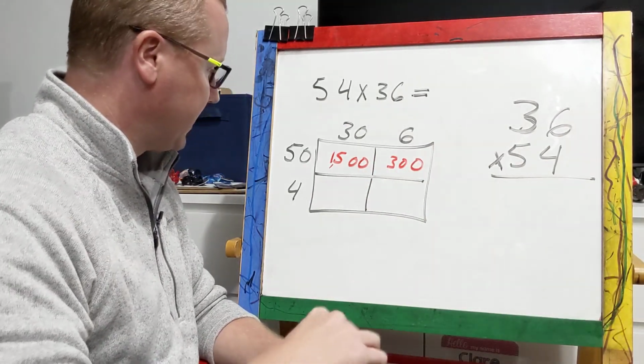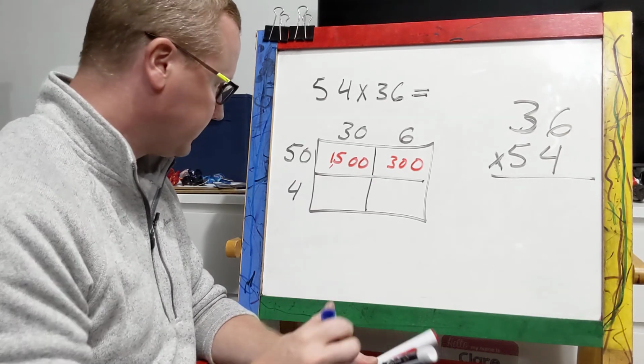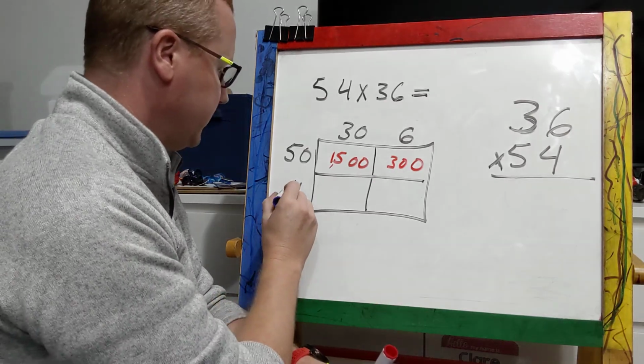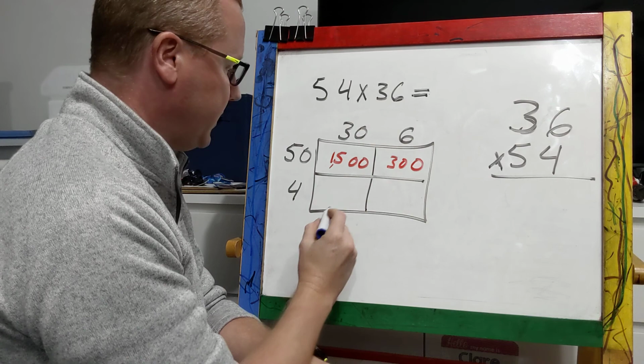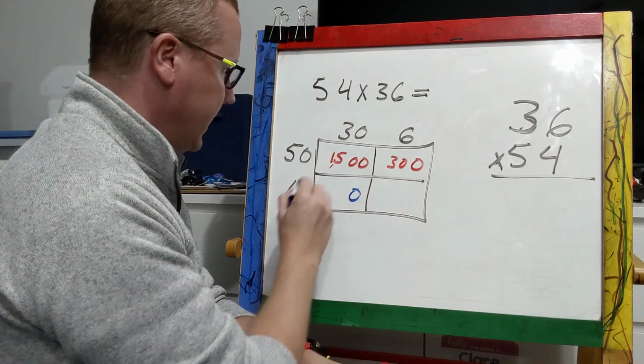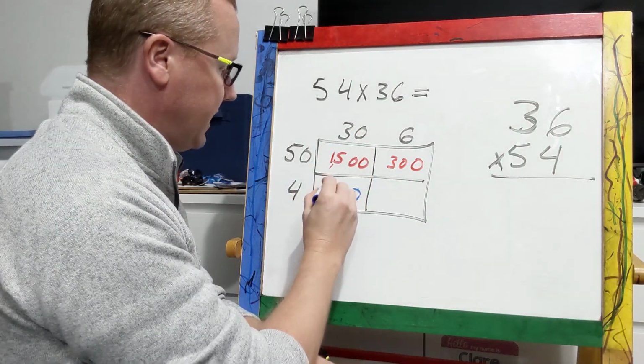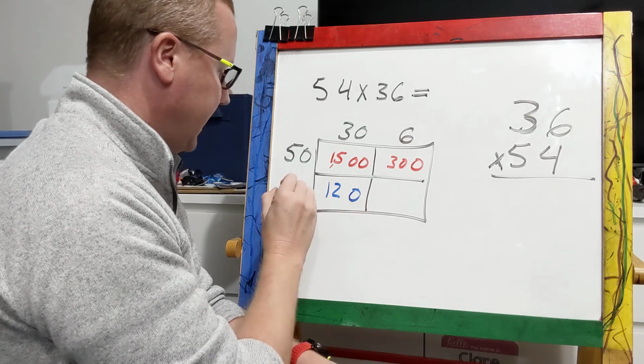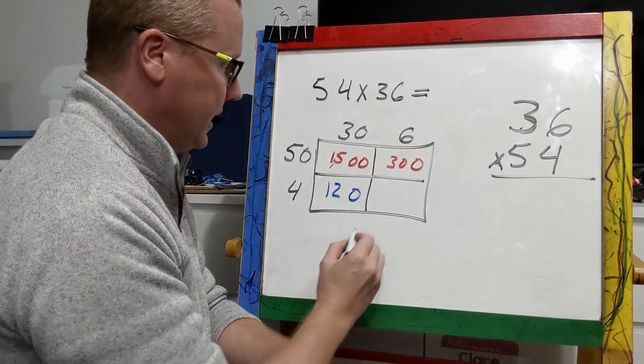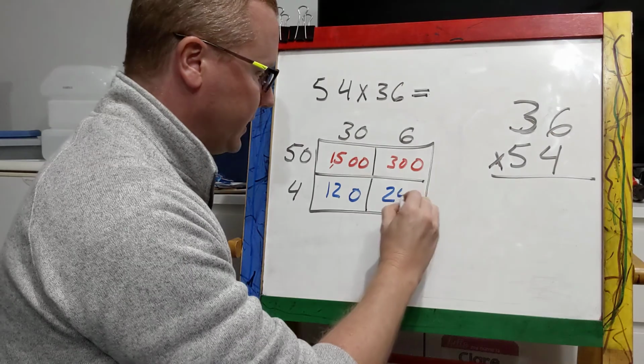And now I'm going to switch on to my 4s down here. And so I'm going to do 4 times 30. I'm going to do my zero trick. So now I just have 4 times 3 left, and that is 12. And then I have 4 times 6, and that is simply 24.